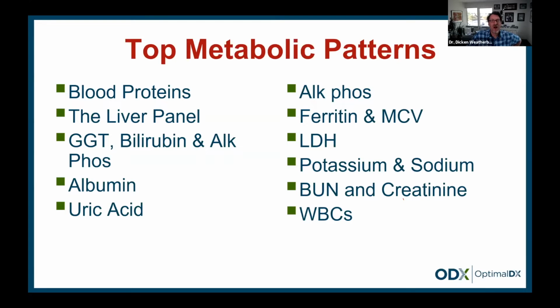Ferritin is going to help with our iron. MCV is going to help with our B12 deficiency anemia. We're going to be looking at LDH, reactive hypoglycemia. And we'll be looking at potassium and sodium in relationship to adrenal dysfunction. We're going to be looking at BUN and creatinine in terms of kidney and genitourinary dysfunction. And then finally looking at white blood cells and the differential count in this view of looking at immune insufficiency.